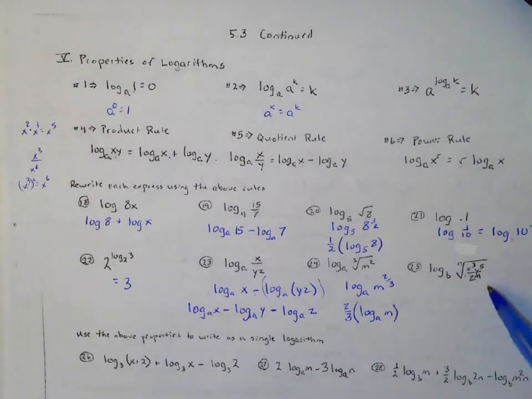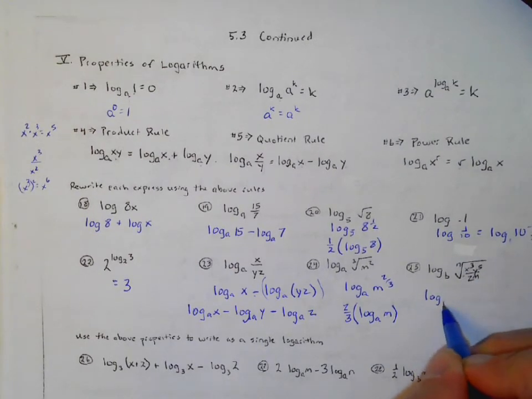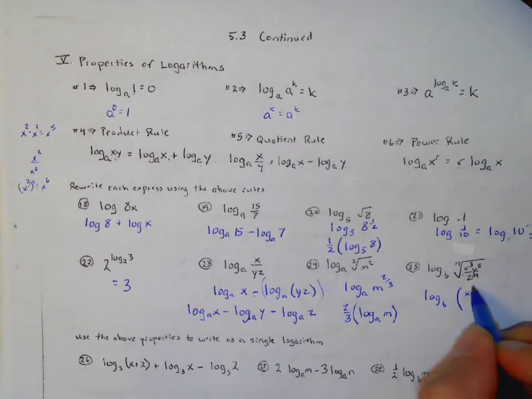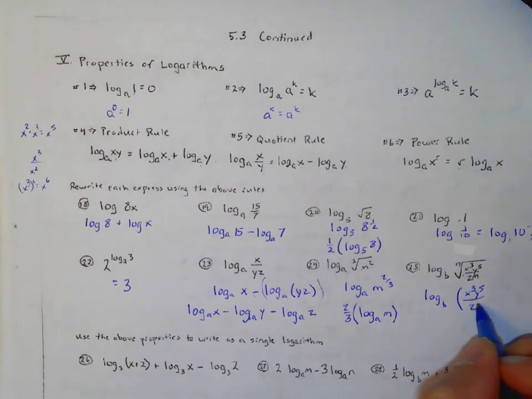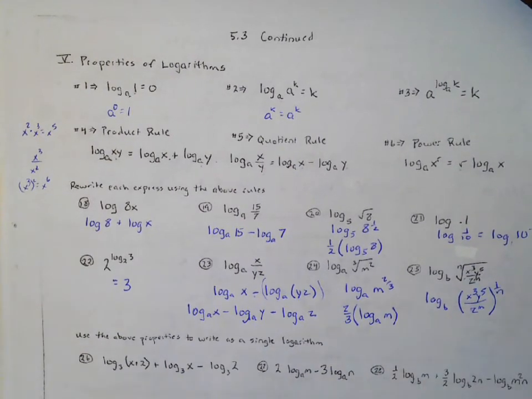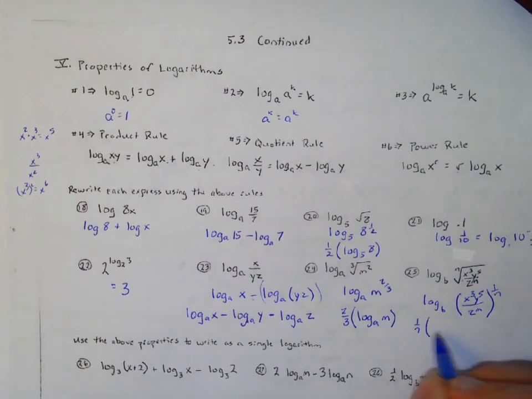Okay, this one's going to be a little bit longer because there's a lot going on here. First of all, this is log base b. Let's get rid of the root. So we have x to the third, y to the fifth over z to the m, all to the 1/n. If we get rid of the root part, I can bring that out front. So it'll be 1 over n times this.